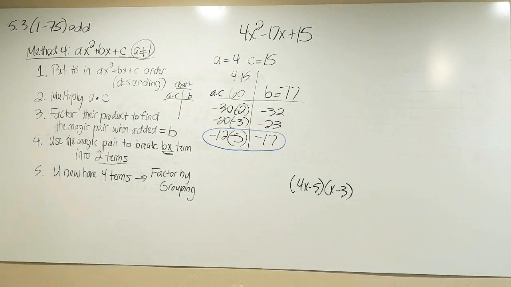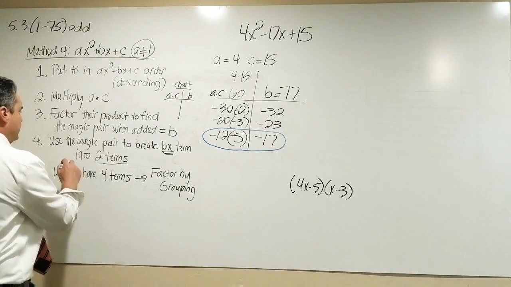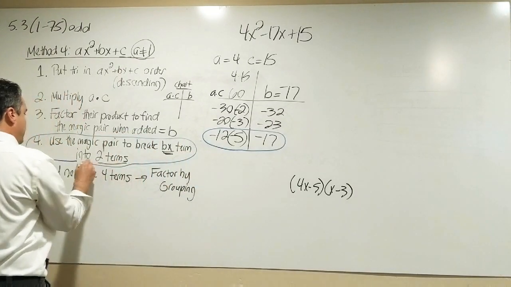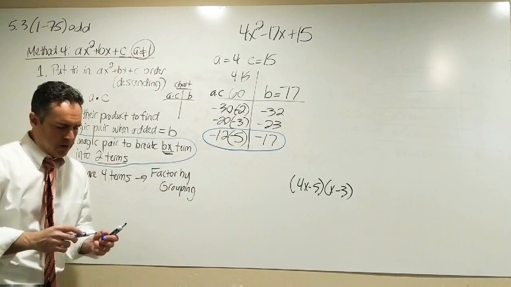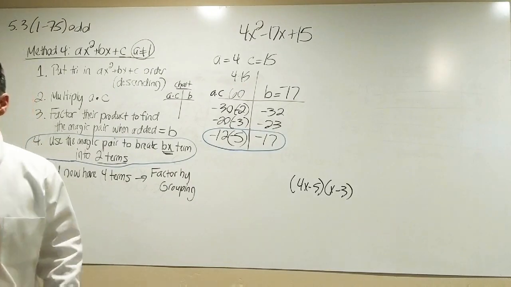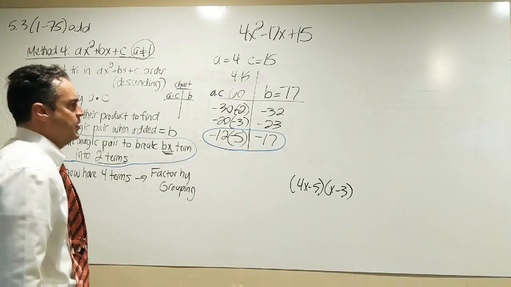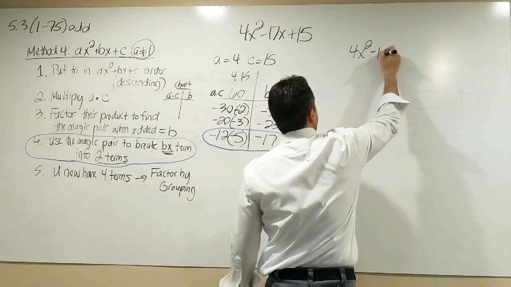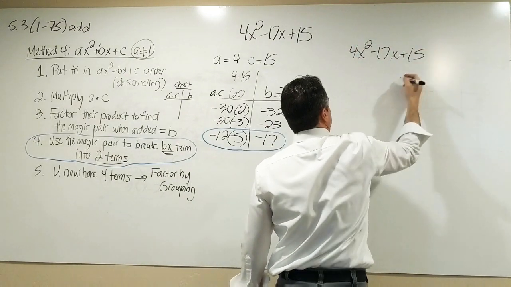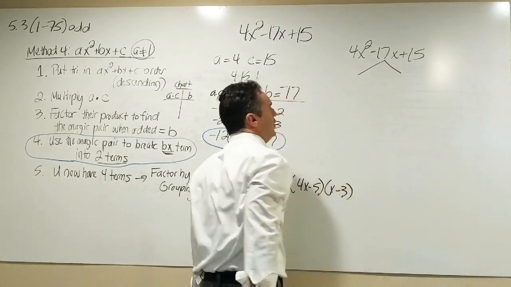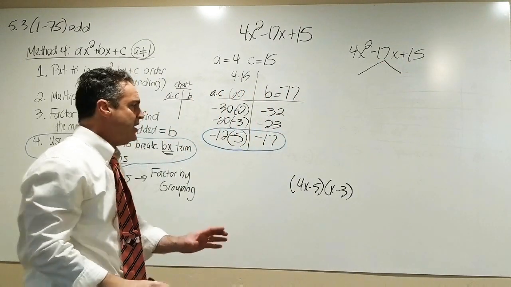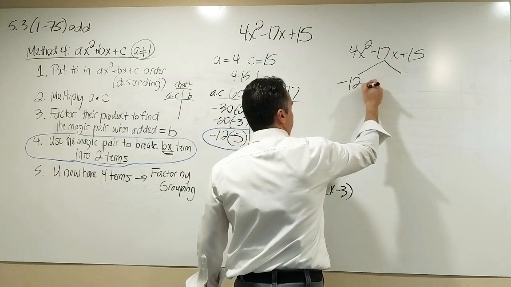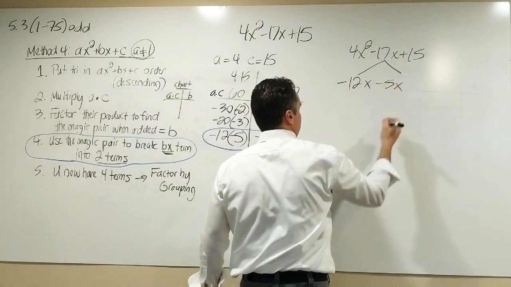Now, this step is so important, and people don't get it. So right now, drop your pens, drop your pencils. Do not be taking notes right now. I want you to watch and learn, okay? We need to come back to the original problem, 4x squared minus 17x plus 15. And we need to break bx into 2 terms based on the magic pair, which means that we're going to call this negative 12x and negative 5x.